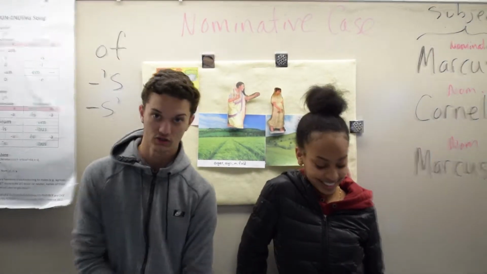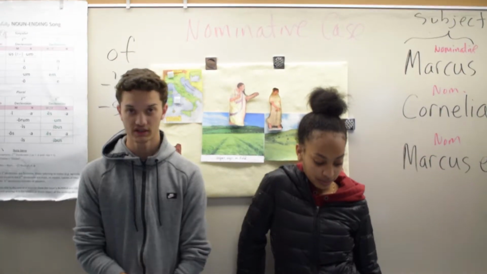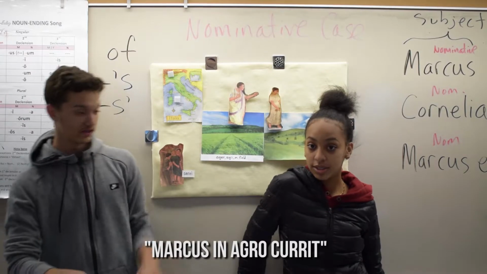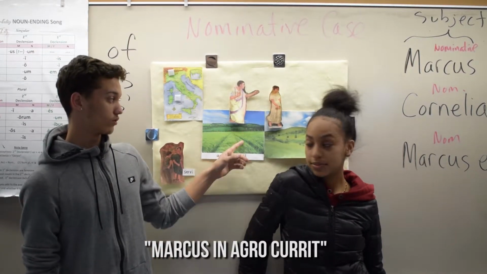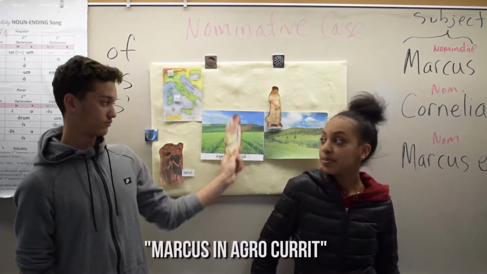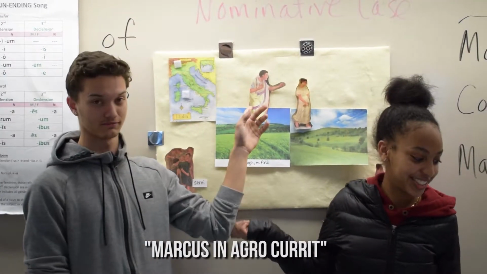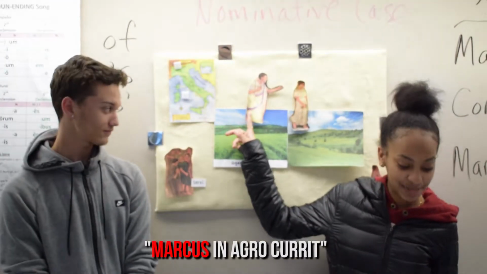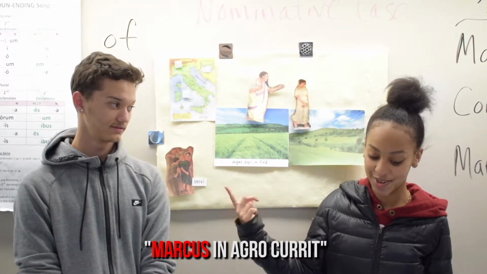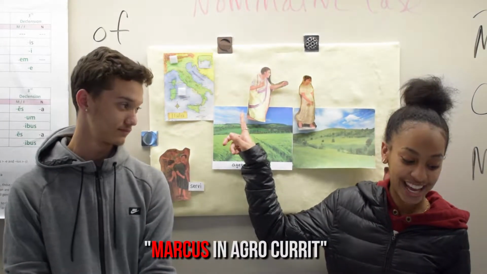Act 1. The nominative case. The nominative case is used for the subject of a sentence, e.g., Marcus, in the sentence, Marcus currit. Who is running? Marcus. Marcus is the subject because he is the one we are talking about. He is doing the action expressed by the verb currit.